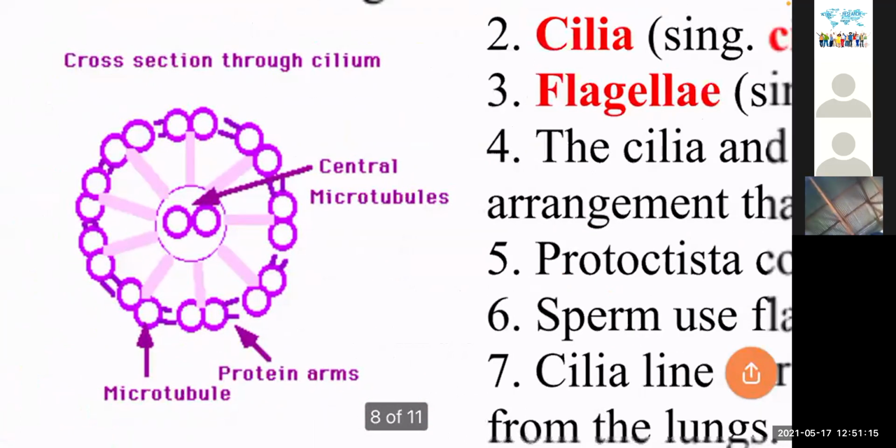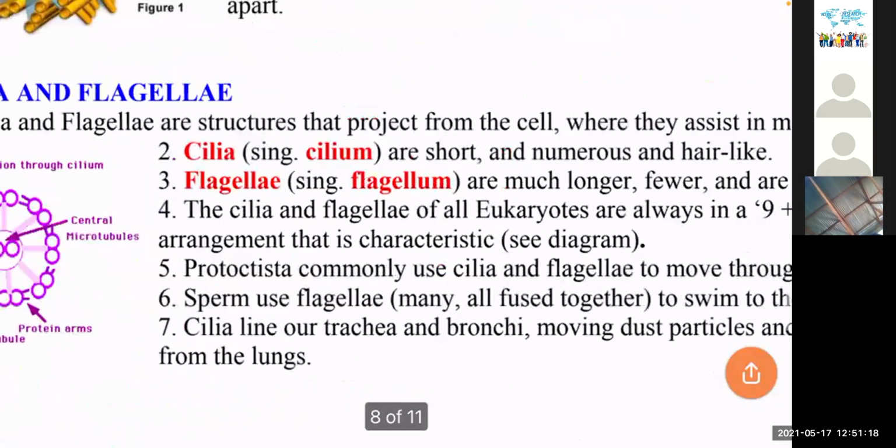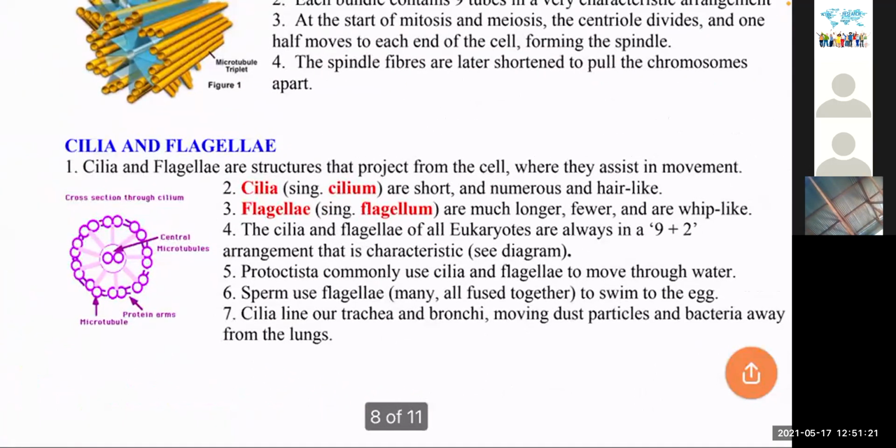So we proceed. The cilia and flagella of all eukaryotes are always in a 9+2 arrangement. That is characteristic according to the diagram that we have here. Then Protoctista commonly use cilia and flagella to move through water. Remember the protozoa, water-related, mosquitoes, I hope you're able to connect this.